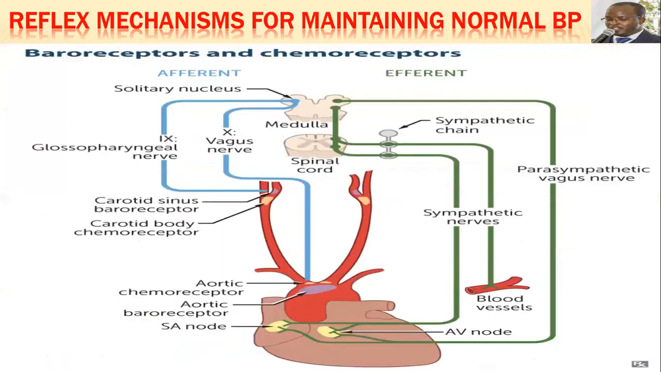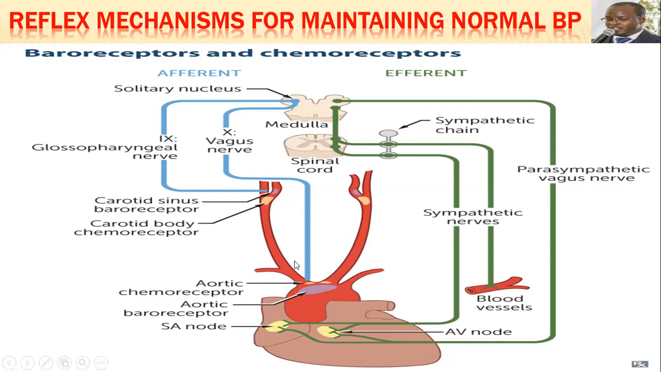Okay. So this diagram is just summarizing the baroreceptor and the chemoreceptor in the same diagram. So you can see here you have the carotid sinus that contains the baroreceptors. Then you have the carotid body that contains the chemoreceptors. So they are related. Down here you have the aortic receptors, and then you also have aortic baroreceptors.